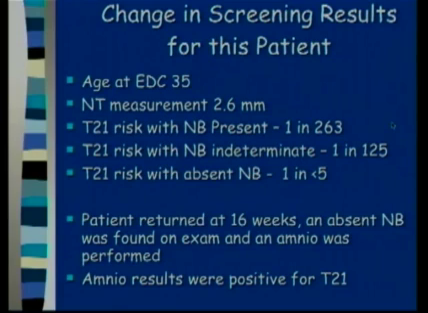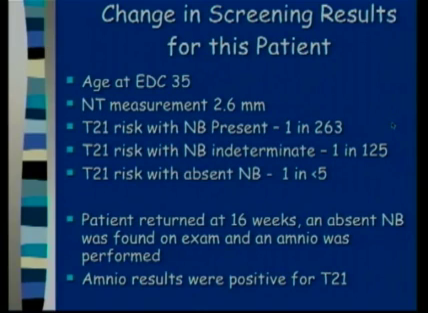This patient was 35 years old. She had a nuchal of 2.6, which is within normal limits. If we call the nasal bone present, her risk is 1 in 263. If it's called indeterminate, her risk is 1 in 125. And if it's absent, we get a risk of 1 in greater than 5. This patient, it was missed.